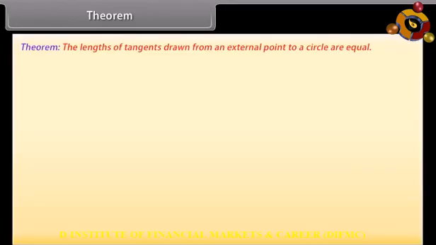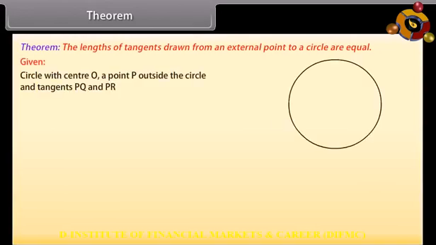Theorem. The lengths of tangents drawn from an external point to a circle are equal. We are given a circle with center O, a point P lying outside the circle, and 2 tangents PQ, PR on the circle from P. We need to prove that PQ is equal to PR.